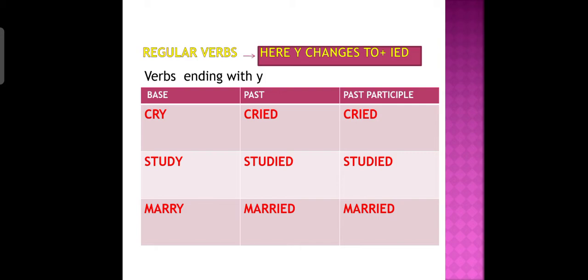The next type of regular verbs are the verbs which end with y. We change from one form to the other by changing y to i and then adding ed to it. For example, cry, cried, cried; study, studied, studied; marry, married, married.